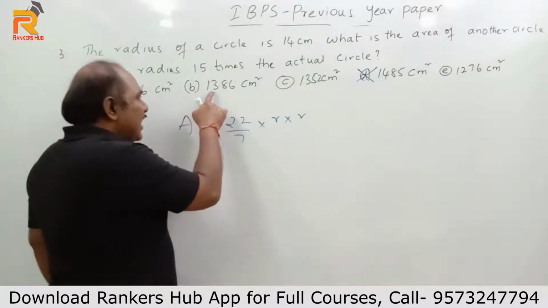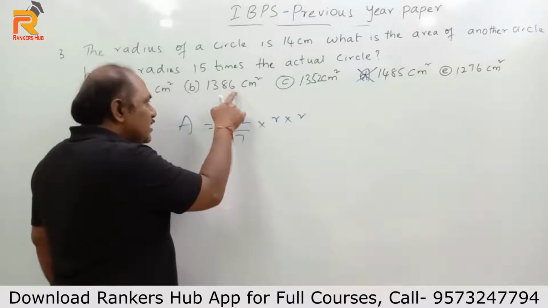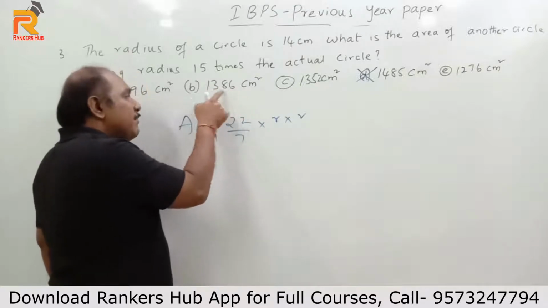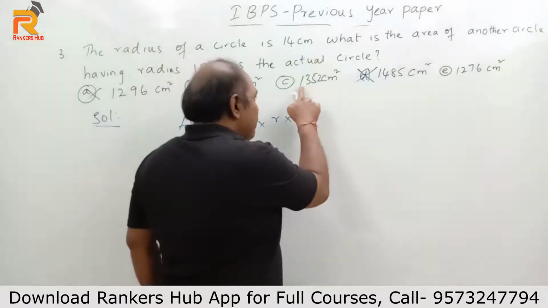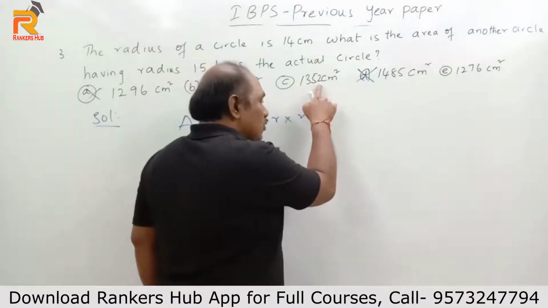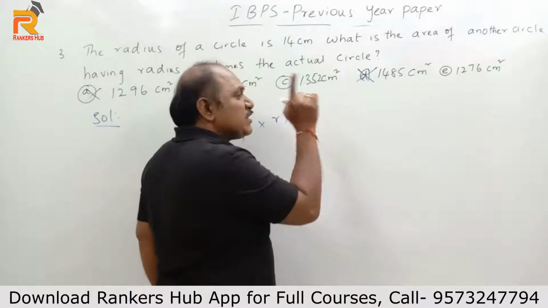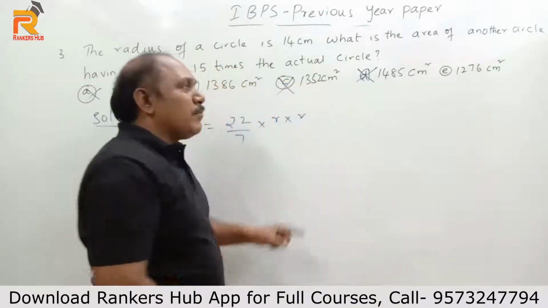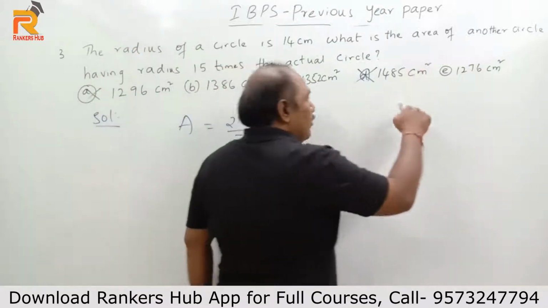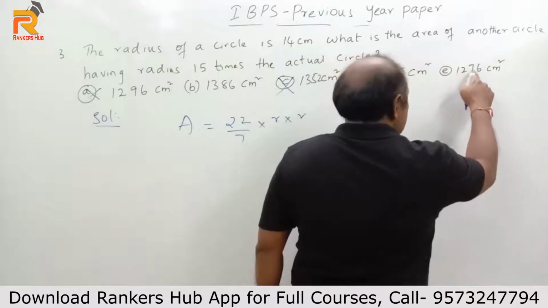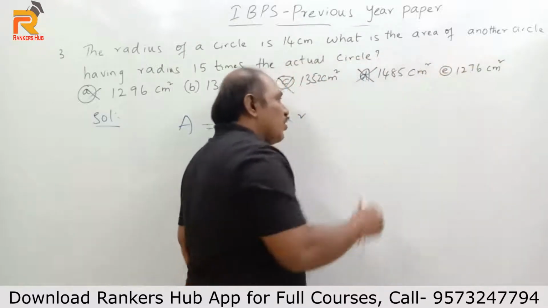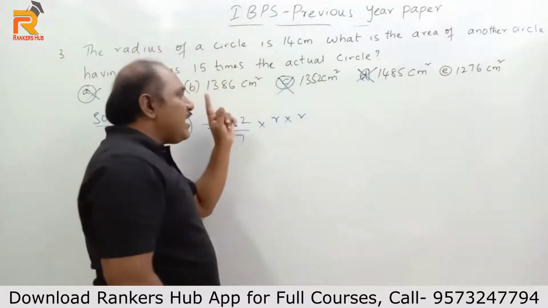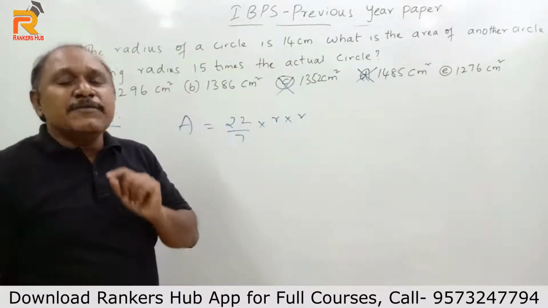Next, 1386: 8 plus 1 is 9, 6 plus 3 is 9. 9 minus 9 is 0. This may be the answer. Next, 5 plus 1 is 6, 3 plus 2 is 5, 6 minus 5 is 1. So definitely option C cannot be the answer for my question. Now talking about 1276: 7 plus 1 is 8, 6 plus 2 is 8, so 8 minus 8 is 0. So these two, option B and option E, can be the answer for my question.